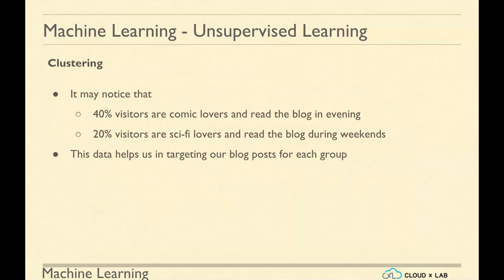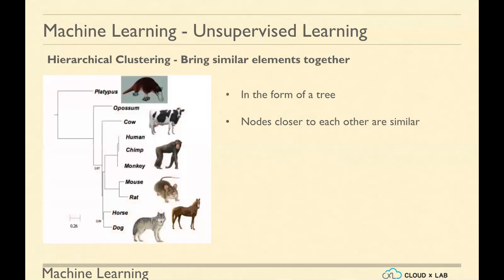All right. So once it started working and started predicting, we may notice that 40% of the visitors are comic lovers and read the blogs in the evening. 20% of the visitors are sci-fi lovers and read the blogs during the weekend. This data helps us in targeting our blog posts for each group. So basically, clustering or unsupervised learning is very useful.